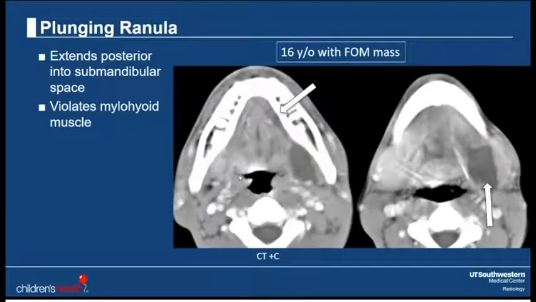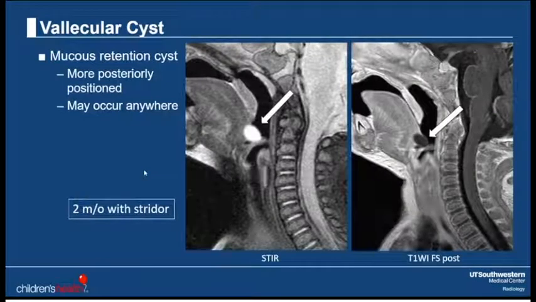Now, when a ranula plunges, the predominant cystic component is located posteriorly, but we always want to search for this extension past the mylohyoid muscle into the sublingual space. And usually the more posterior component is the more prominent, so we want to look very carefully for this sublingual extension.